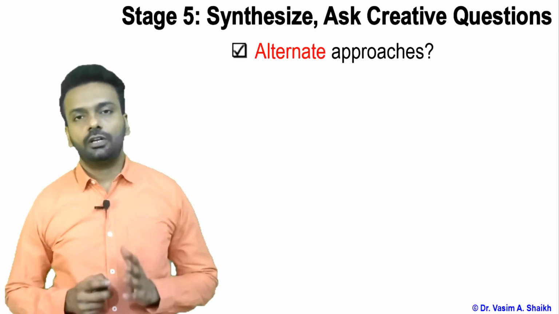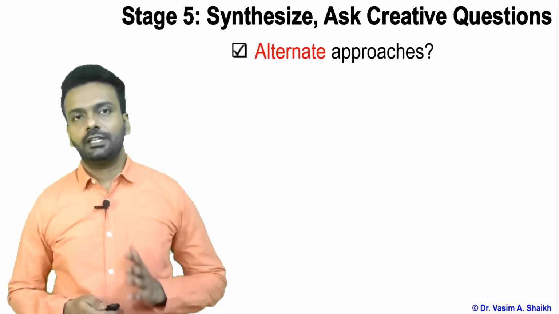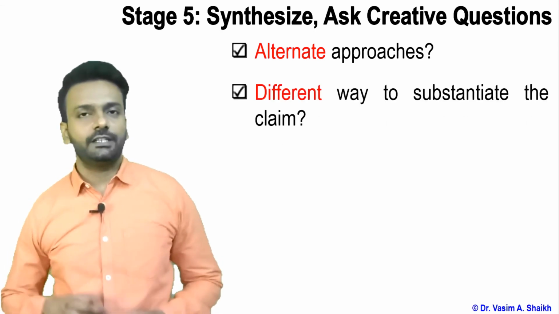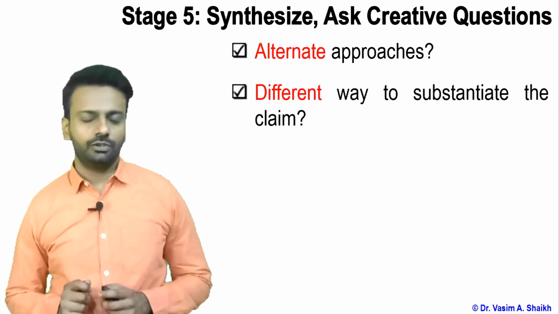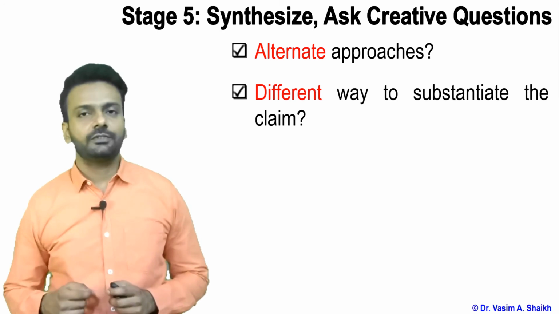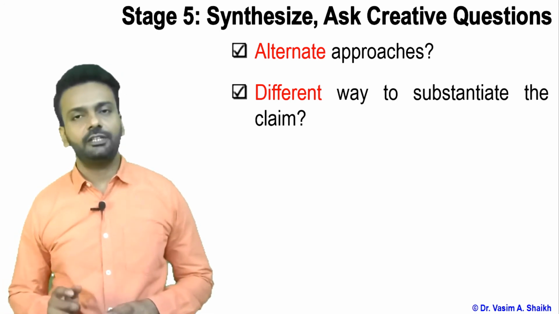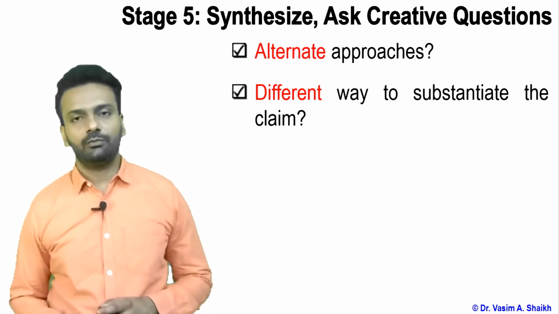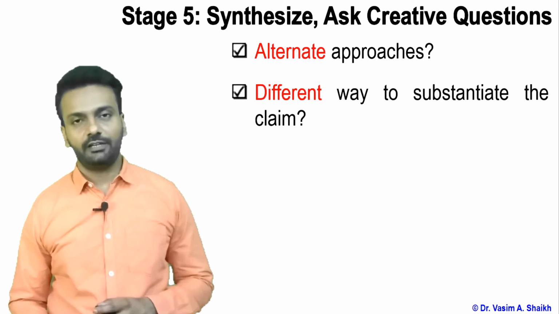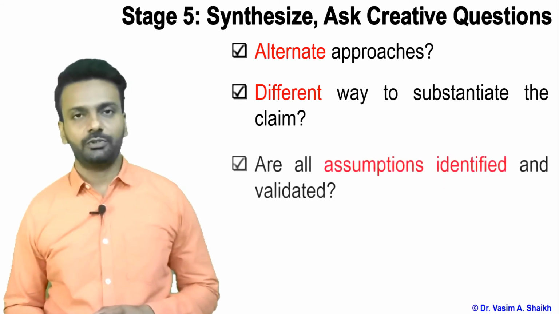So in stage 5 you need to see whether there is an alternate approach to the paper which you are reading. Then the next thing is, is there any different way to substantiate the claim of the author? The author might have claimed something, and then you check whether you can do that in a different way or not. That is how you can substantiate the claim of the author in a different way, and whether you can do it or not, that is how you synthesize the paper.